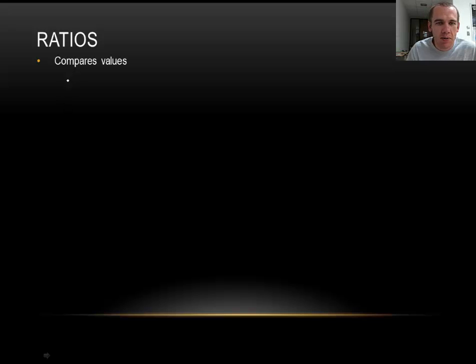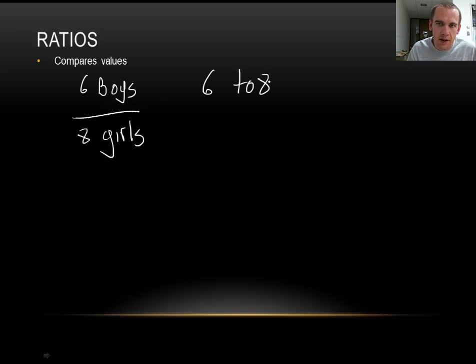Like if we counted the amount of boys in the class and the amount of girls in the class, we would write the ratio of boys to girls. And there's several ways to write ratios. If we counted and there were 6 boys and 8 girls, then you can write it as a fraction, 6 over 8, or 6 to 8, or 6:8. It doesn't really matter. All of those are equivalent. The fraction form is nice because then you can do math with it later.